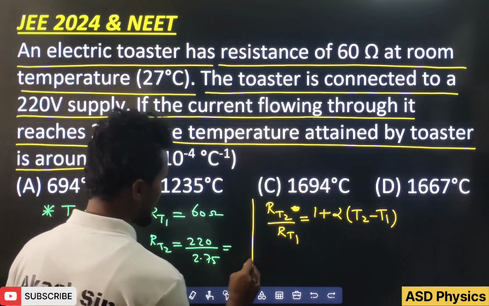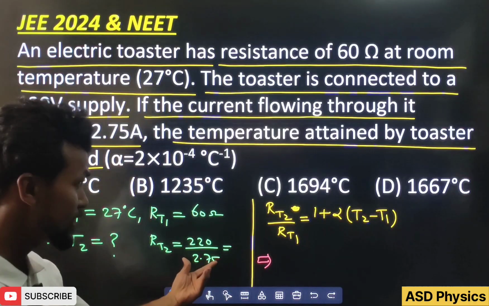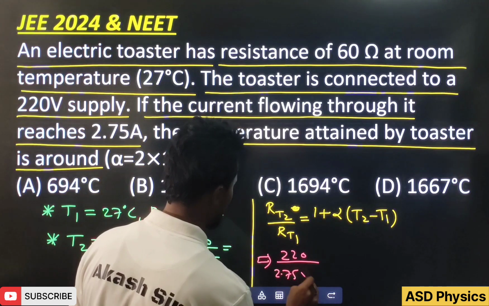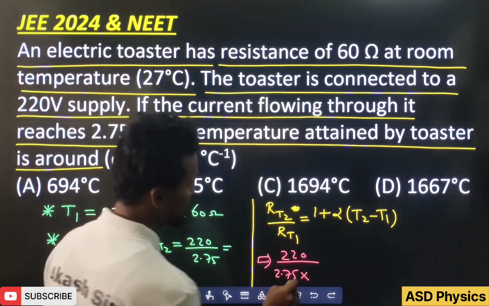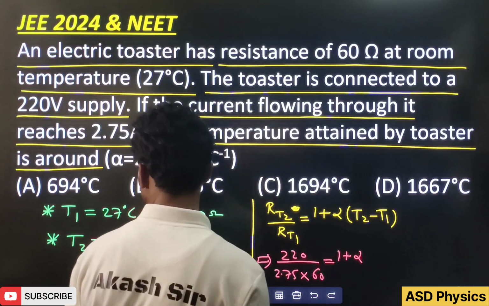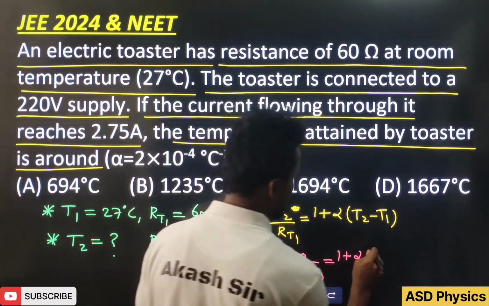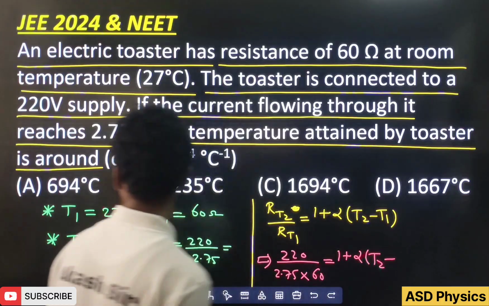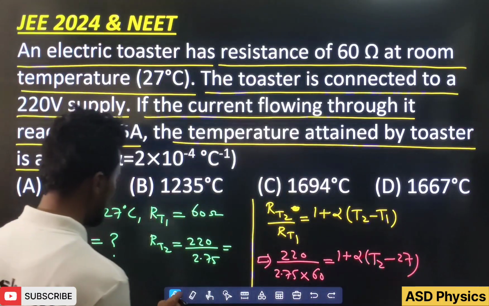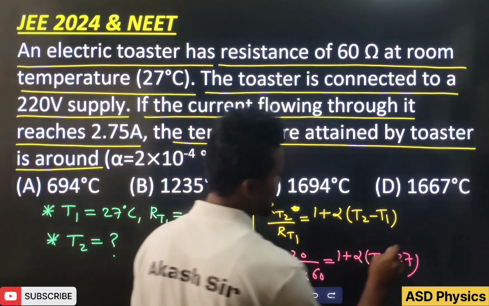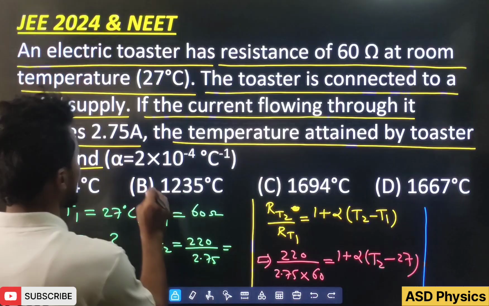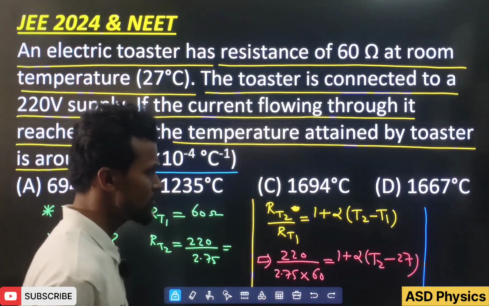After that, students, kindly see here very well. RT2 is 220 by 2.75, and RT1 value is 60, equal to 1 plus alpha (T2 minus T1). The new temperature T2 we don't know, so let's write T2 minus T1, where T1 is given as 27. In this equation you can see very well all these things are given. You have to just simplify this. The alpha value is also given here. You have to just do the calculation.